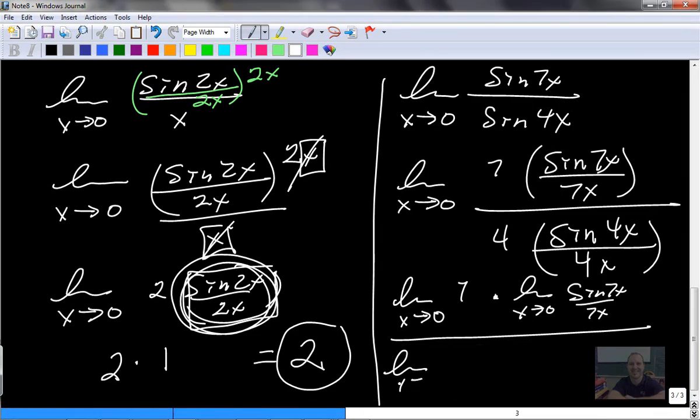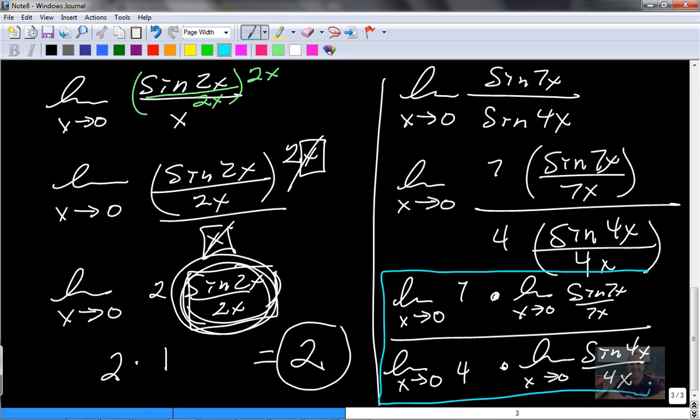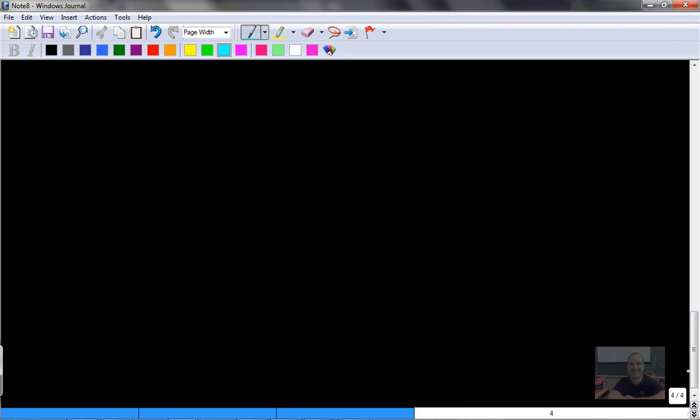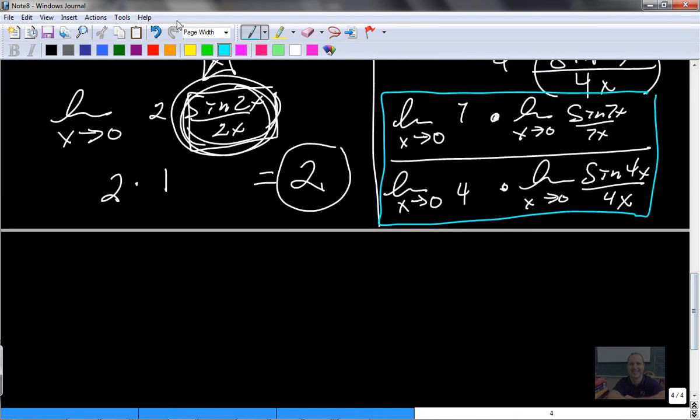Divided by the limit as x approaches 0 of 4 times the limit as x approaches 0 of sine of 4x over 4x. You won't have to write this step out fully, but I just want to show you this today, using the properties of limits. What this simplifies down to is that this is just 7, because as x changes, 7 doesn't change.